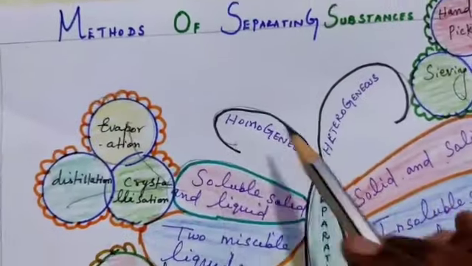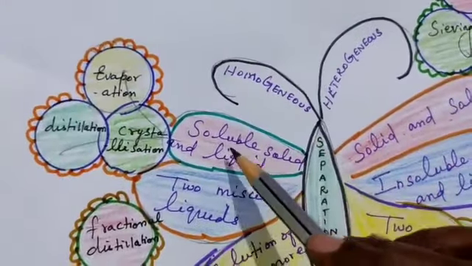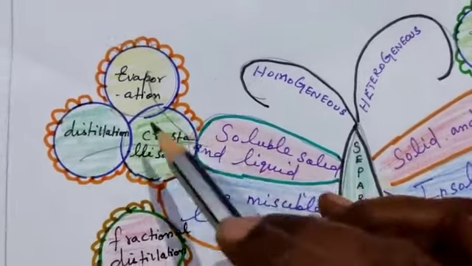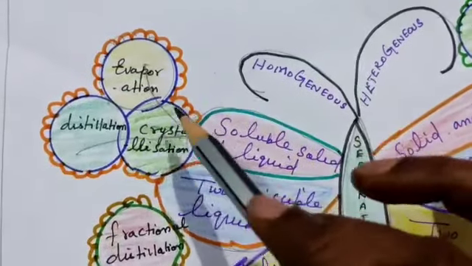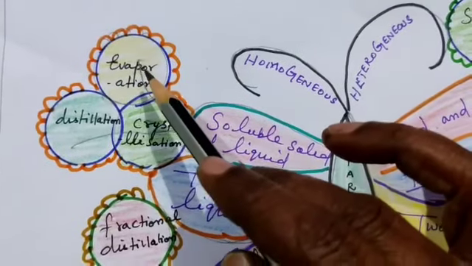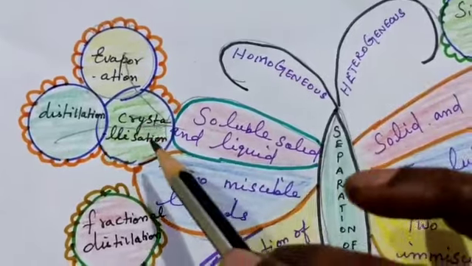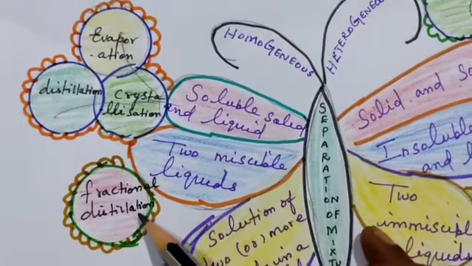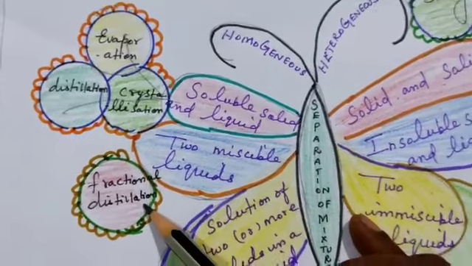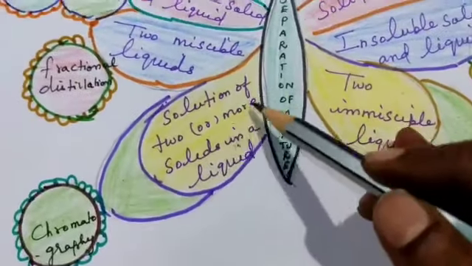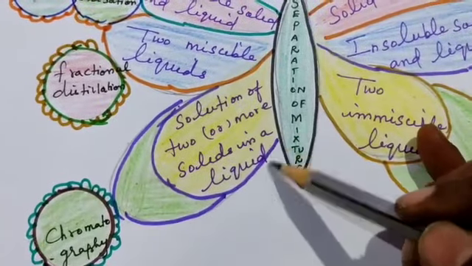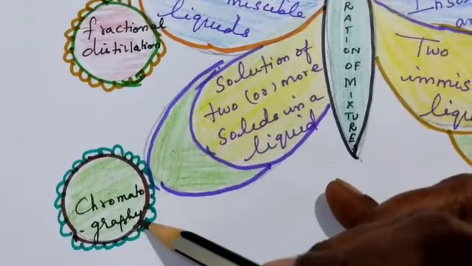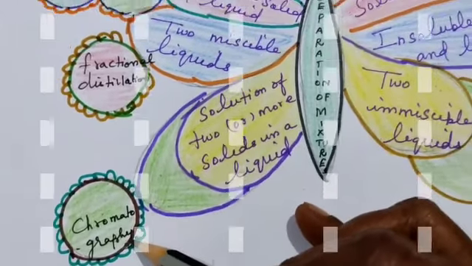And next, homogeneous mixture. Two components, soluble solid and liquid. The methods we are going to apply to separate the components are evaporation, distillation, crystallization. And next, two miscible liquids: fractional distillation method to separate the components. And next, solution of two or more solids in a liquid means we can apply the chromatography method, children. We are going to learn one by one.